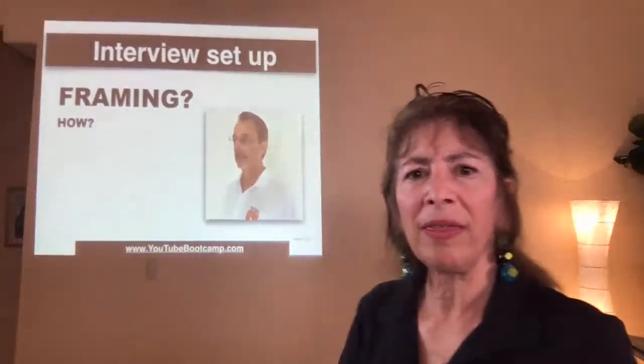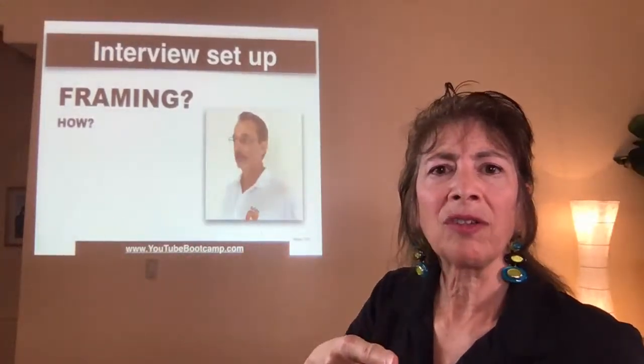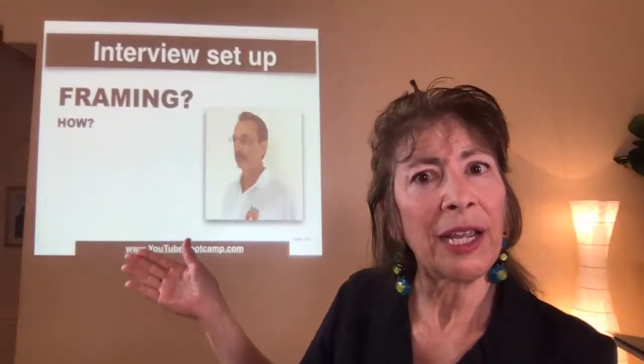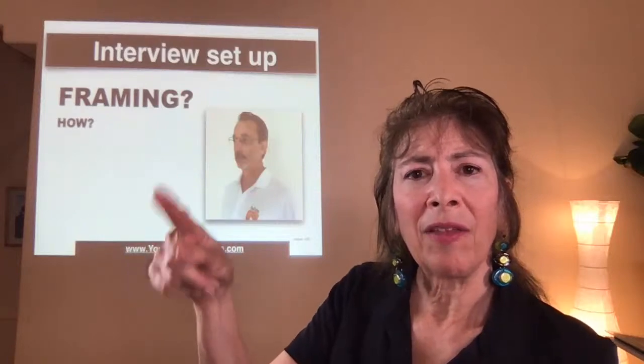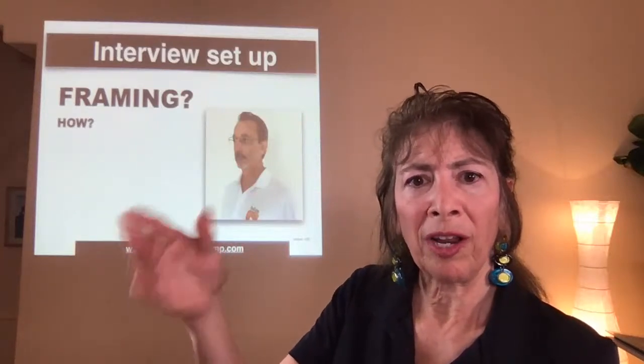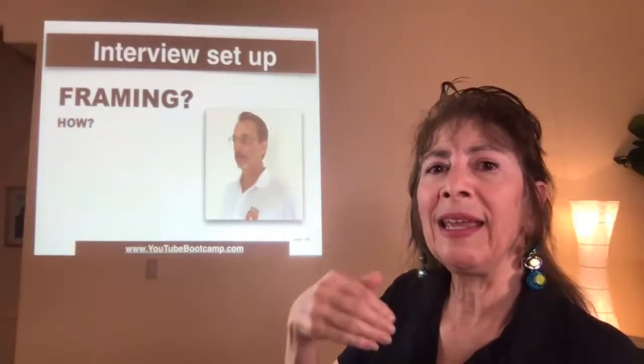What about framing? So again, you want to think about rule of thirds. So there's a third, there's a third, there's a third. That looks pretty good. So he would probably be here in the farthest third, and the middle would be whatever the background is, and then I, the interviewer, would be in the other third.